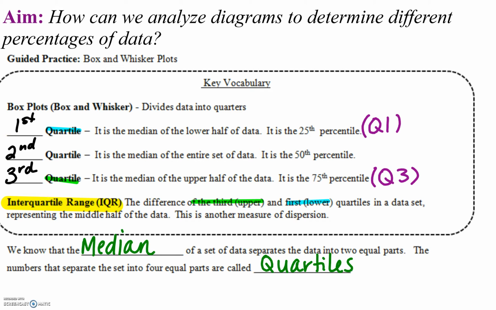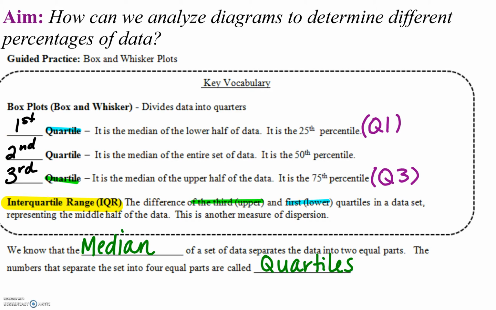The second quartile is the same exact thing as the median, which is the median of this entire set of data. It represents the 50th percentile. In the calculator, you would see MED for median. The third quartile is just the median of the upper half of the data, and it is the 75th percentile. And in your calculator, you would see Q3, which represents the third quartile.